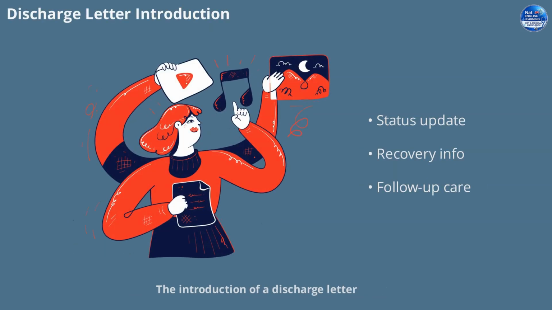The introduction of a discharge letter updates the recipient on the patient's status. It includes phrases like "I'm writing to inform you regarding," or "His condition is improving and he's being discharged today." The introduction provides essential information about the patient's recovery and prepares the recipient for follow-up care.